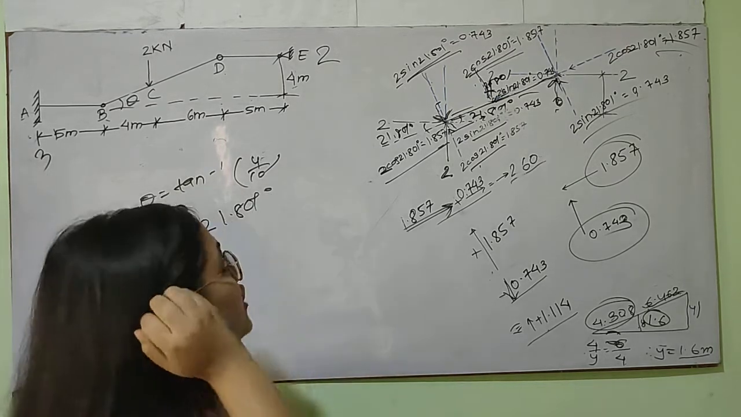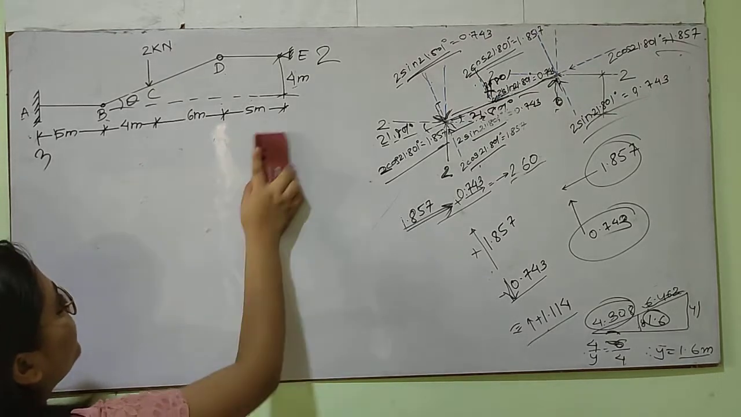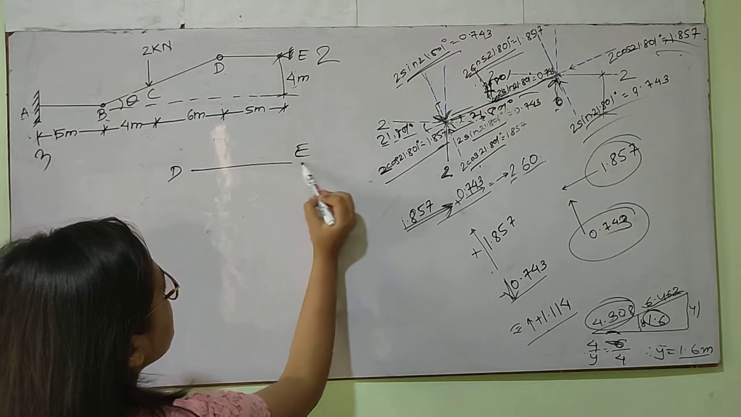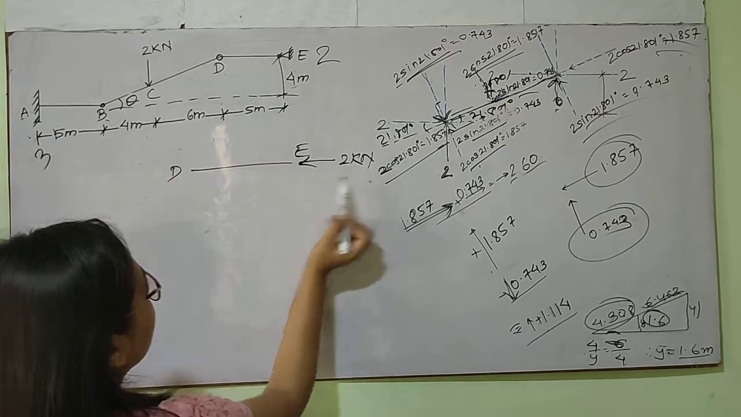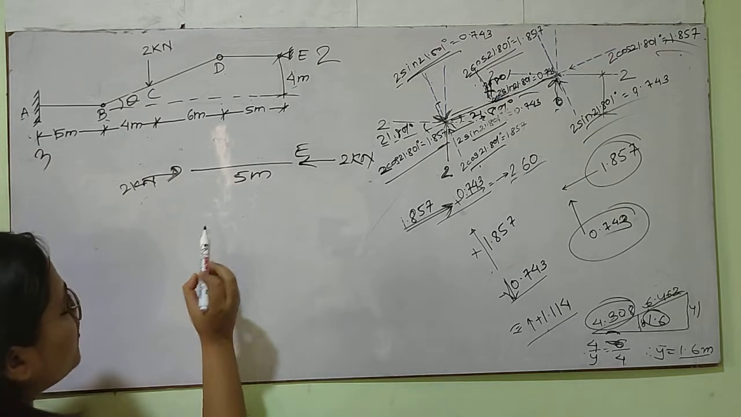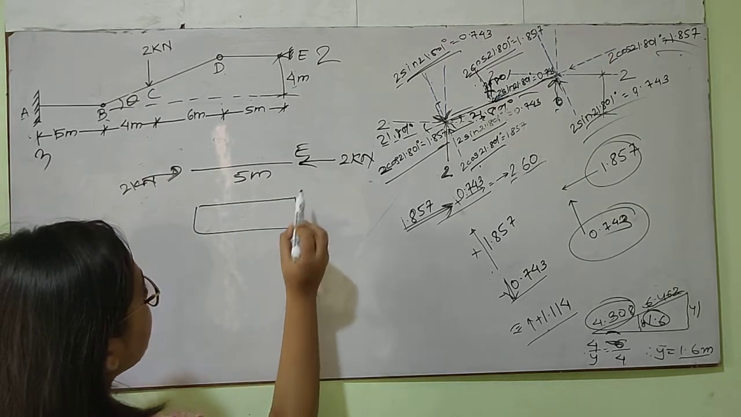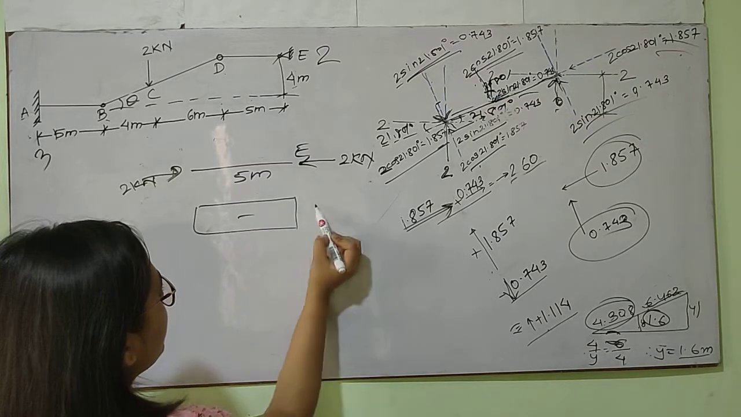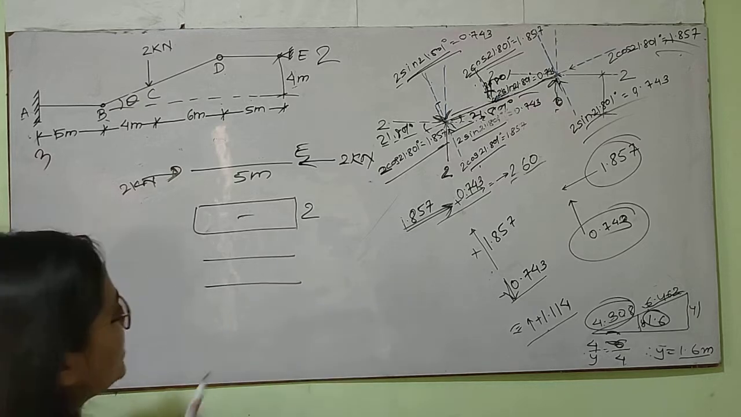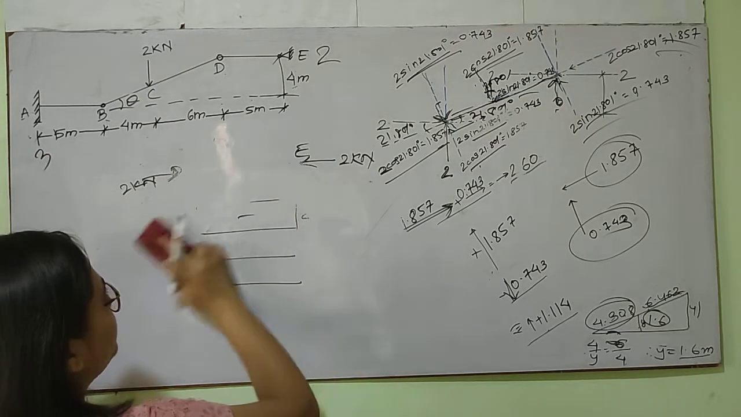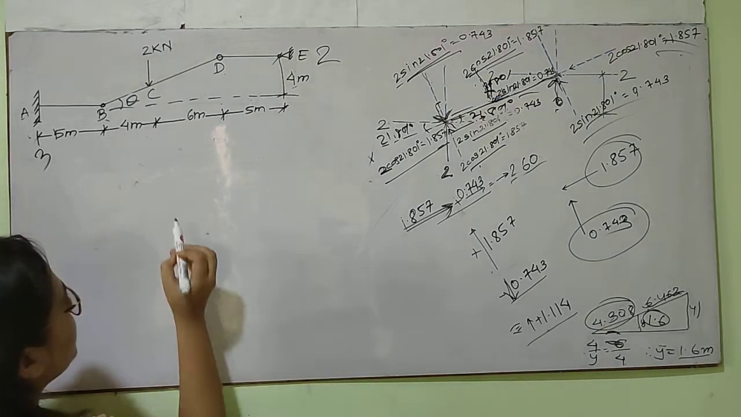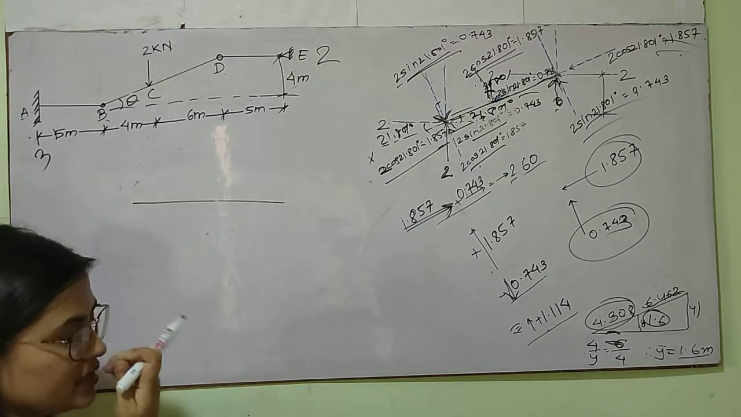So first I will start with the member DE. So in the member DE, horizontal load 2 kilonewton is acting like this. So the axial force diagram will be negative, as these forces are trying to compress the member. There is no load, so the bending moment diagram and axial force diagram will be simply 0. Now coming to the inclined member, I'll rotate the member and make it horizontal.